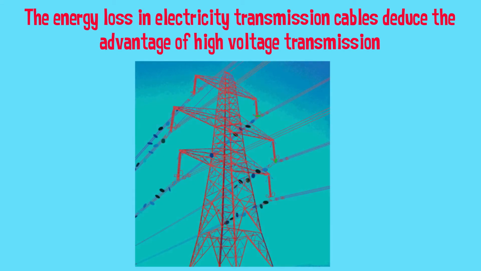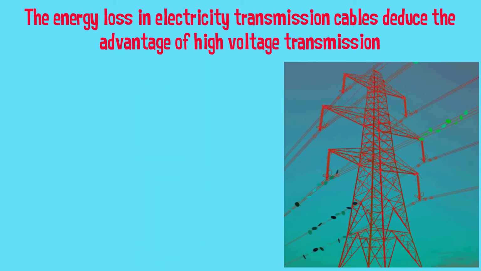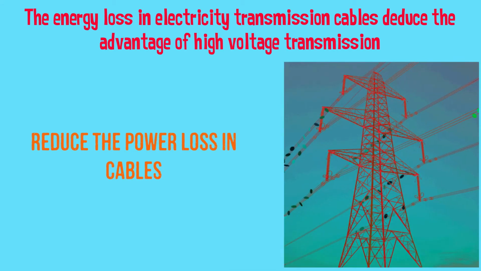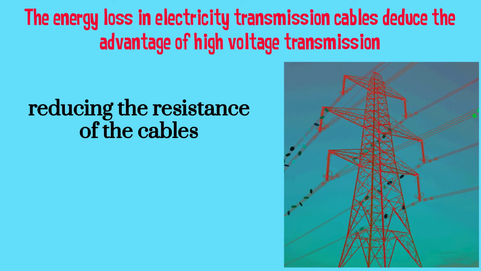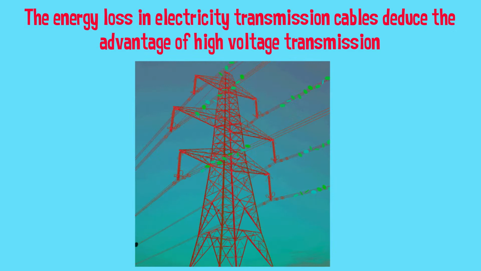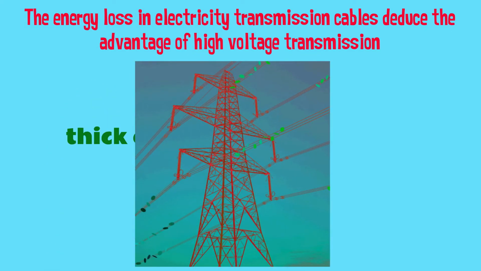Why do we need to step up and down the voltage in the way of transmission? This is to reduce the power loss in cables. Therefore, the power loss can be reduced by reducing the resistance of the cables and reducing the current in the cables. In order to reduce the resistance of the cables, a thick cable is used such as copper or aluminum.